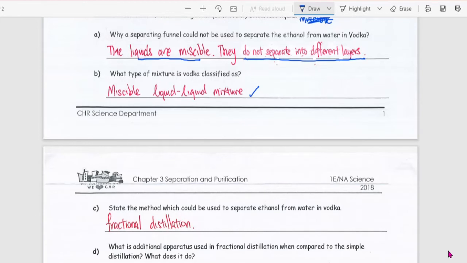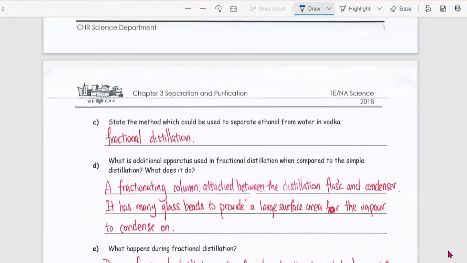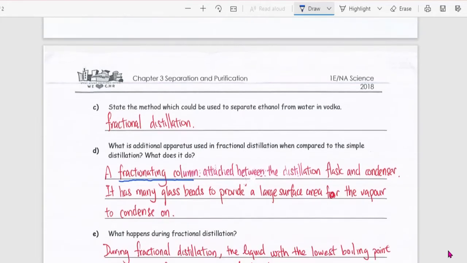In the previous round, you learned simple distillation. Now we're going to look at fractional distillation. It's typically used to separate miscible liquid-liquid mixtures. So what's the difference between simple and fractional distillation? It's the idea of a separating column. It has many glass beads, which provide a large surface area for the vapor to condense. So those that easily condense will not go up into the condenser.